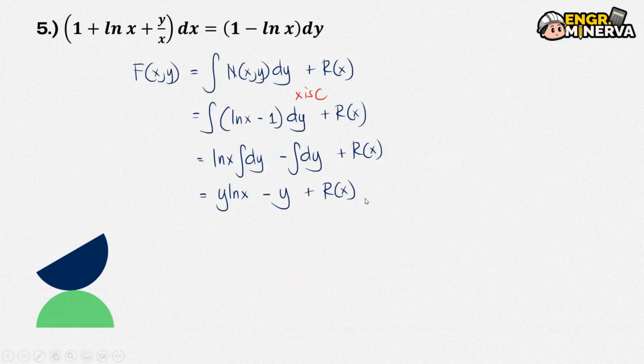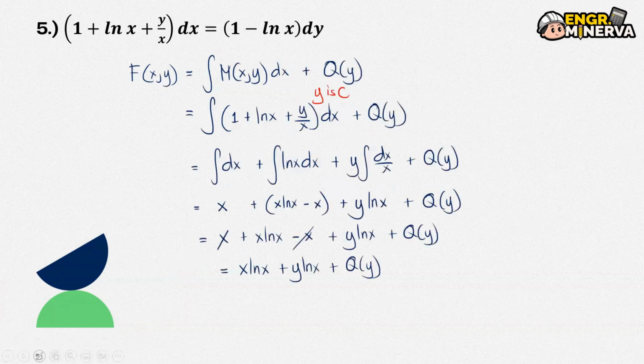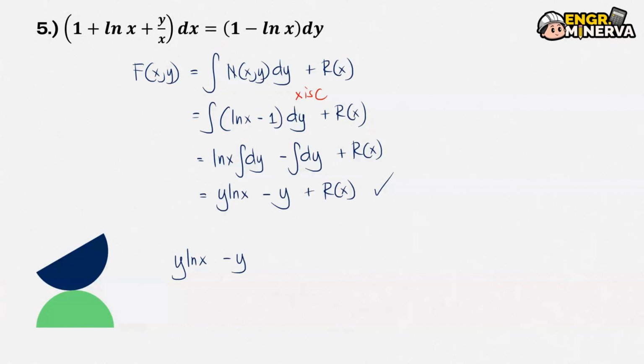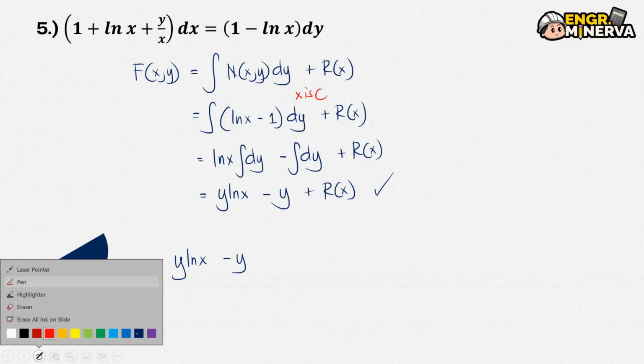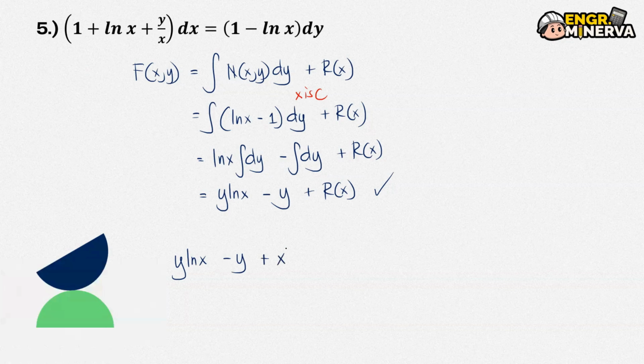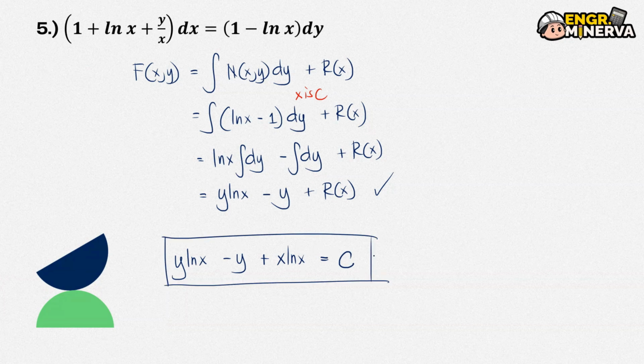And we'll now get our final answer from here. That would be y ln of x minus y. And we check all the terms containing the variable x only. We only have one, this one. So that would be plus x ln of x equals c. That would be our final answer.